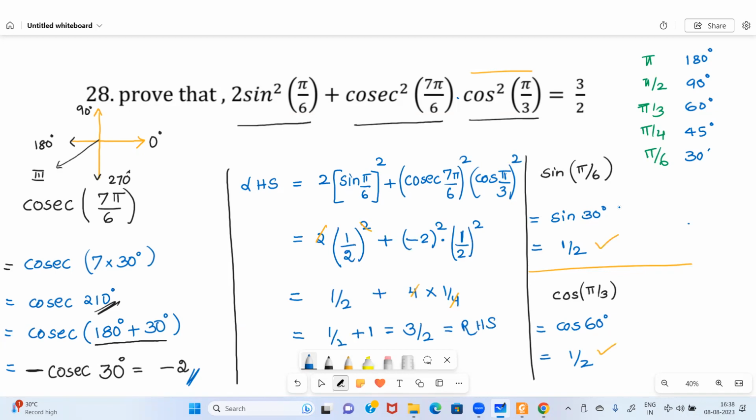Simple. Correct, students? The only area where you had to pay a little focus was cosecant 7 pi by 6. I hope you understood the procedure clearly.